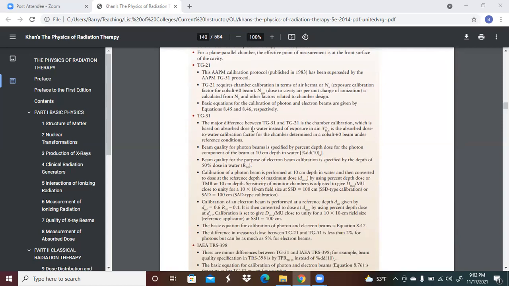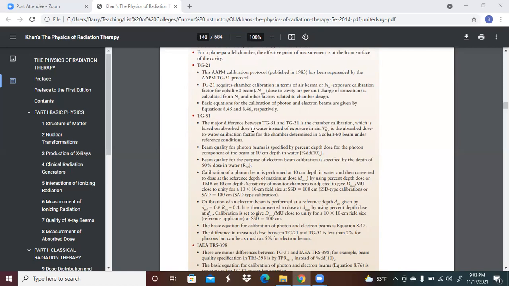If we're looking at TG-21, this was written back in 1983. While we can use it as a reference, and it's not to say that we need to throw it out completely, it has been superseded by TG-51. TG-21 implies that for the task group, which is what TG stands for, the lower number means it was done before the one with the higher number.